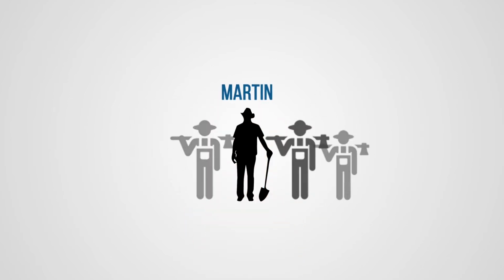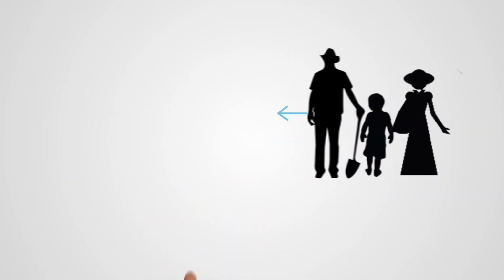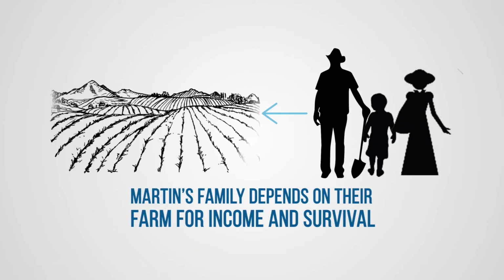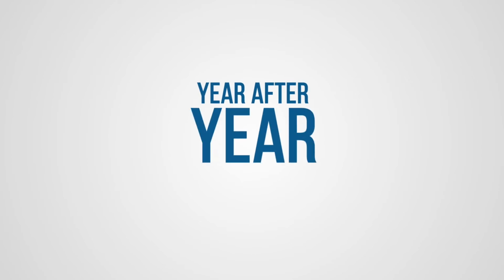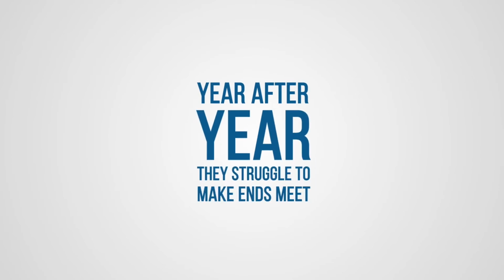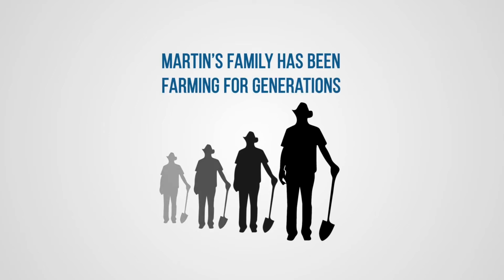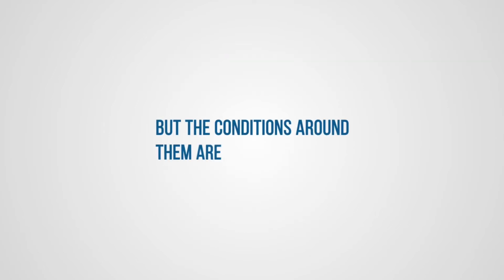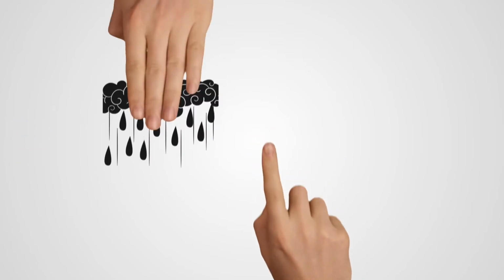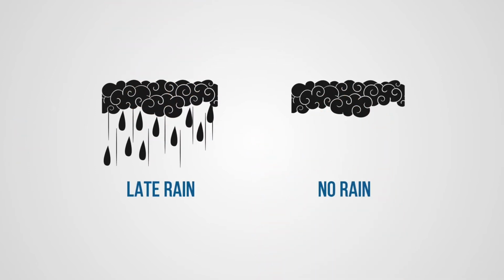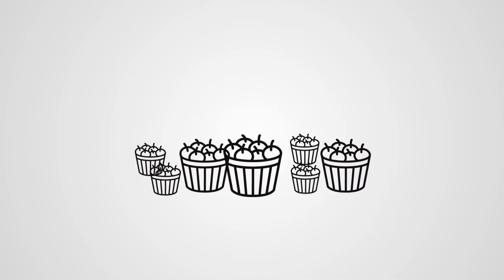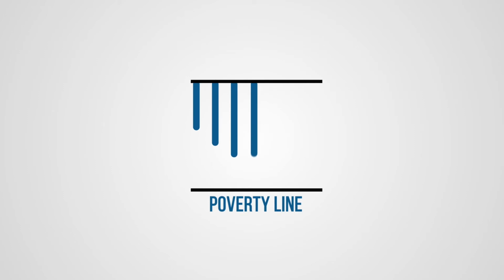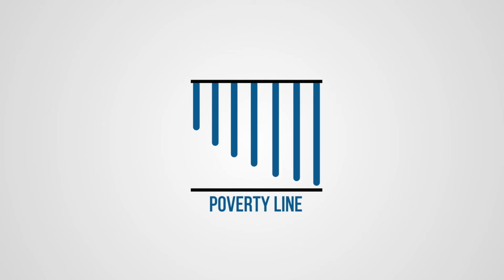Meet Martin. Like many farmers in Uganda, Martin's family depends on their farm for income and survival, and year after year they struggle to make ends meet. It's not that they don't know how to grow crops. Martin's family has been farming for generations, but the conditions around them are always changing. Sometimes the rains are late, sometimes they don't come at all. And when this happens, Martin simply cannot grow enough crops to support his family. As each year passes, this problem drives his family deeper and deeper into the cycle of poverty.